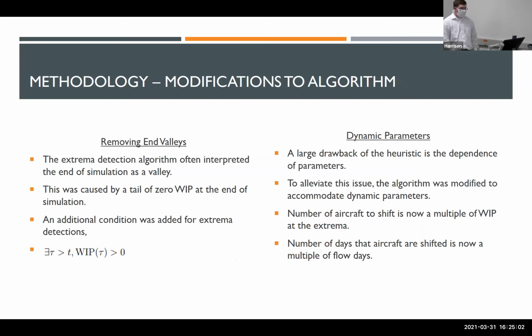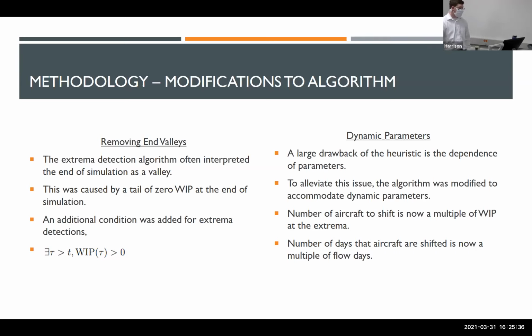As the heuristic was being tested, some flaws were identified and corrected. Often the extrema detection algorithm interpreted a trail of zeros at the end of the simulation as a valley. To remedy this, an additional condition was added to the extrema detection. All extrema must pass this condition to be identified by the algorithm. It checks if any value past a potential extrema is non-zero. If it fails this, that indicates that the simulation has effectively ended. I'll show an example of why this change was necessary in the results section.